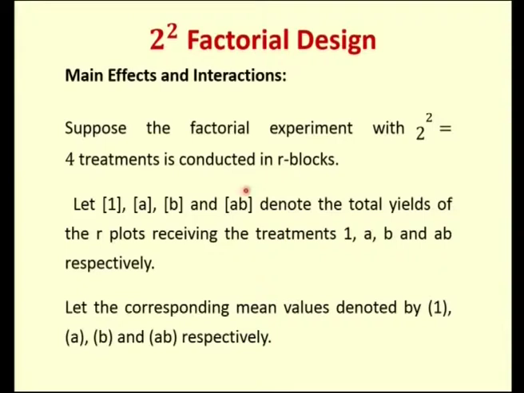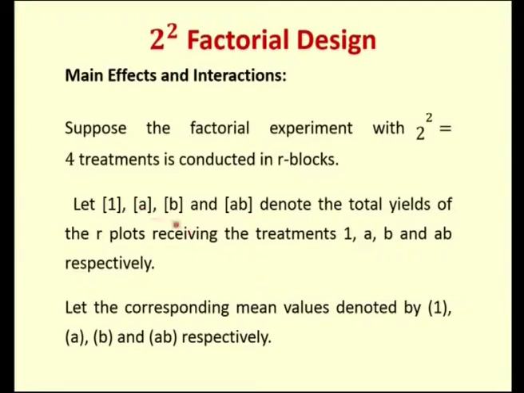So, since it has got 4 treatment combinations, it may be conducted as RBD in r blocks, and here [1], [a], [b] and [ab] within square brackets denote the total yields of the r plots receiving the treatments 1, a, b and ab respectively, and the corresponding mean values are denoted by (1), (a), (b) and (ab) respectively within parenthesis.